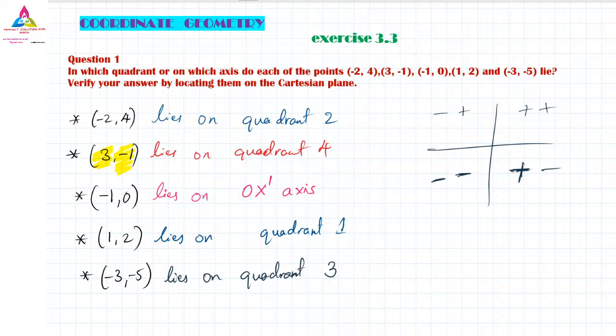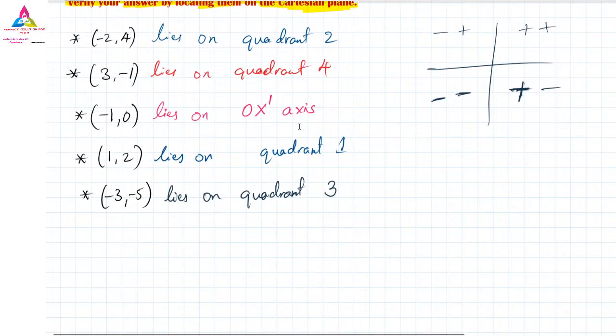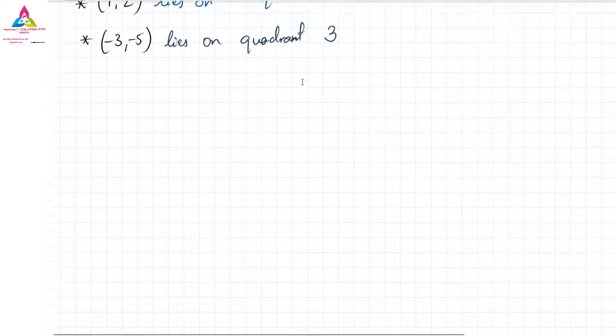I hope all of you got this answer. It is not difficult, but very importantly, this is not the end. This is only half of the part. They ask you to verify your answer by locating them on the Cartesian plane. So you have to draw the Cartesian plane now. All of you draw one Cartesian plane, means you have to draw the graph.